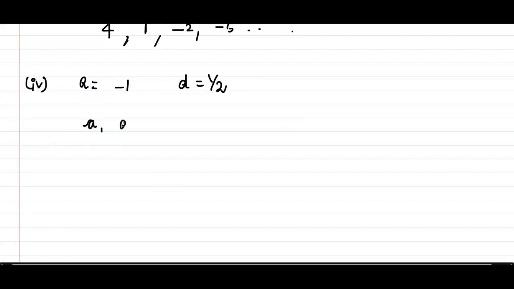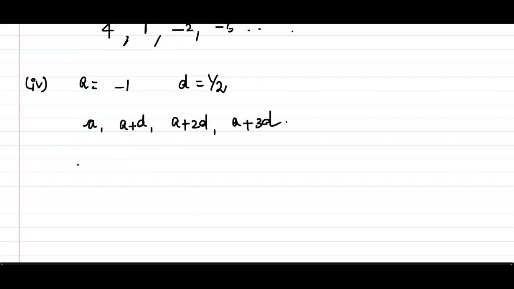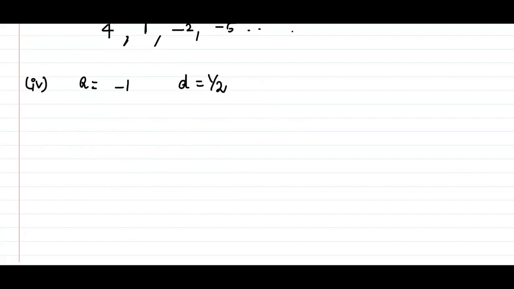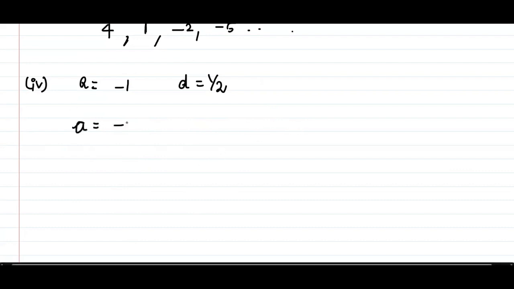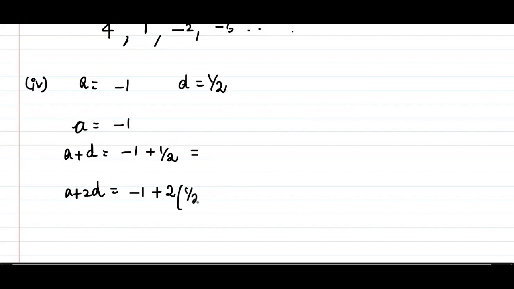So A, A plus D, A plus 2D, A plus 3D. A is -1. Okay, then A plus D. We will write in the column, in the vertical form, so that doing calculation is easy for us. So A is equal to -1. The next one is A plus D, just -1 plus 1 over 2. Okay, then A plus 2D, which is equal to -1 plus 2 times 1 over 2.